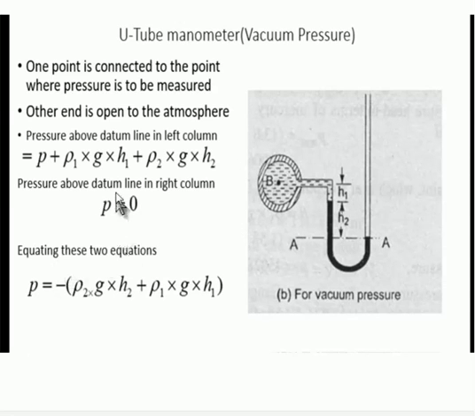Then equating these two equations, you will get P is equal to minus of rho 2 g h2 plus rho 1 g h1. You have to take it to this side: minus rho 1 g h1 minus rho 2 g h2. This negative sign indicates it is a vacuum pressure. Vacuum pressure is always negative.